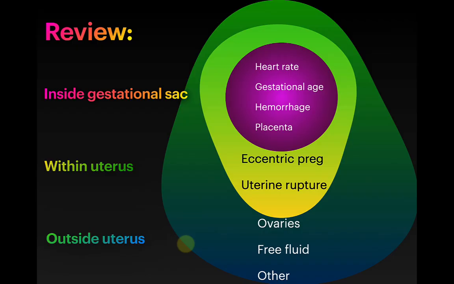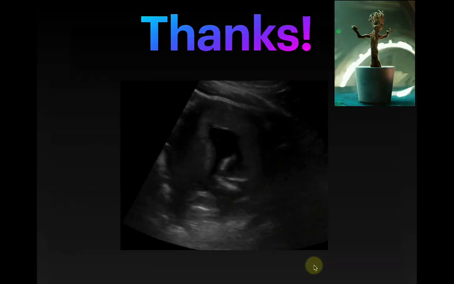All right, so we talked about what happens inside the uterus. We learned how to measure heart rates, gestational age, and also look for hemorrhage and abnormalities of the placenta. We talked about eccentric pregnancy again and uterine rupture, and then last talked about ovaries, free fluid, and everything else. So thank you very much for your attention.